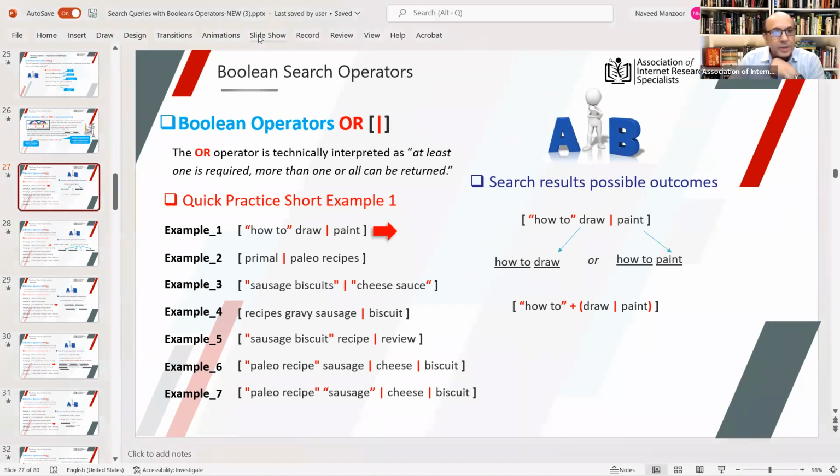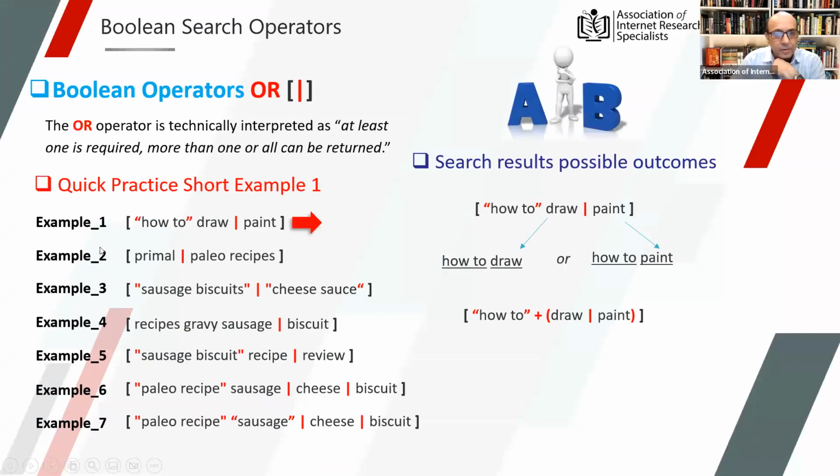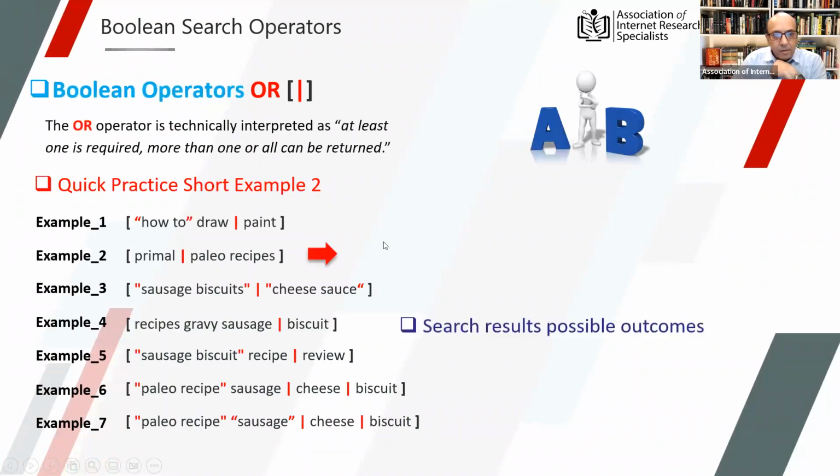I'm going to continue with this slide, and let's look at how the examples are going to work out. So the first one, how to draw or paint. What it would do is, first it's going to see if it can find both, like how to draw and how to paint, or it would find either one of them. So this is the easiest one. What is the next one?